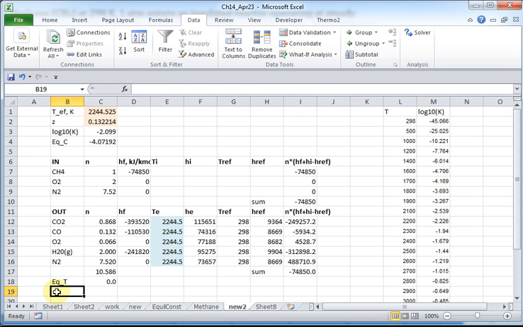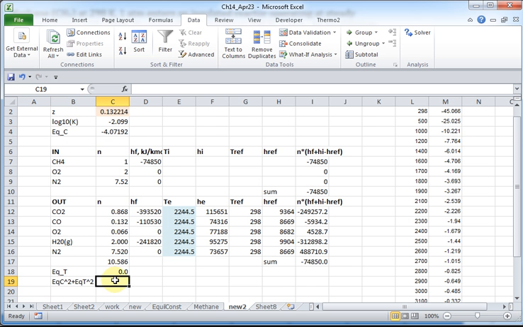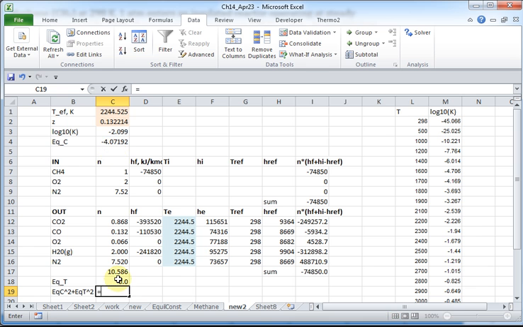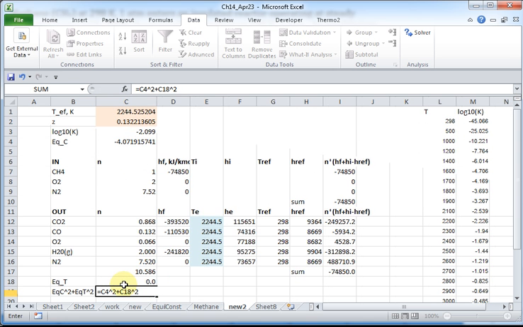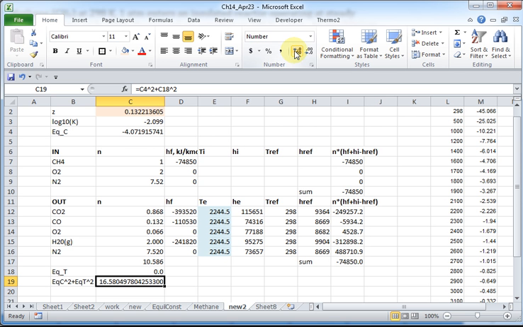So the equation, EQ C, I'm going to square it. Then I'm going to add to it EQT quantity squared. Does that make sense? And so it's like this is equal to this amount squared plus this amount squared. All right, it's a pretty big number. Let me try and make it look a little prettier.